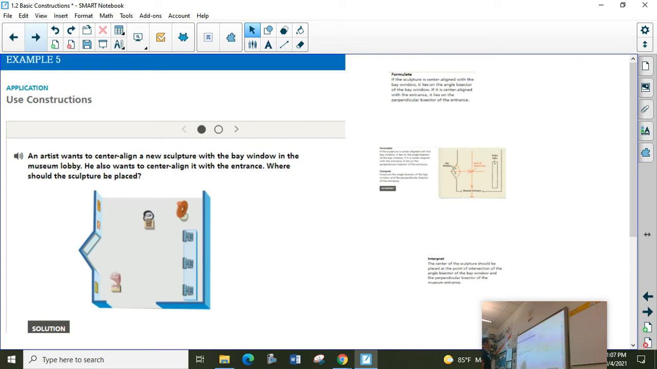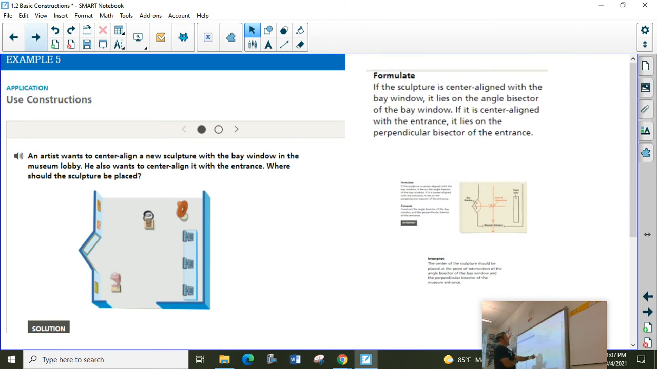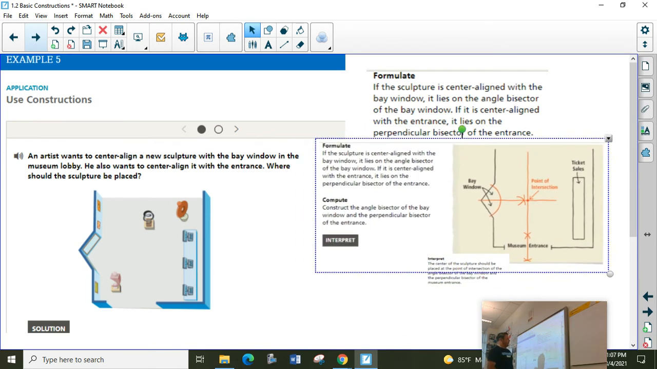So an artist wants to center a sculpture. They want to find the center of a new sculpture with the bay window in the lobby of the museum and everything. He also wants to center align it with the entrance. Where should it go? You've got to figure out where he is going to go. If the sculpture is center aligned with the bay window, it lies on the angle bisector, right? So you've got to figure out where the bay window is. As you can see, this is a little more intensive than the earlier ones.